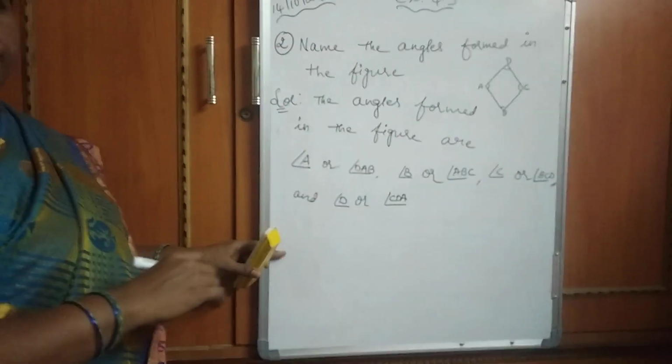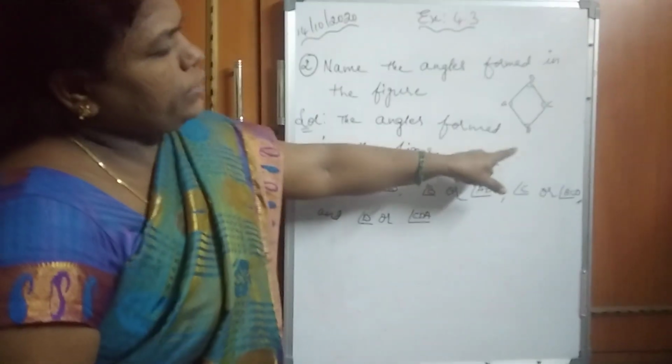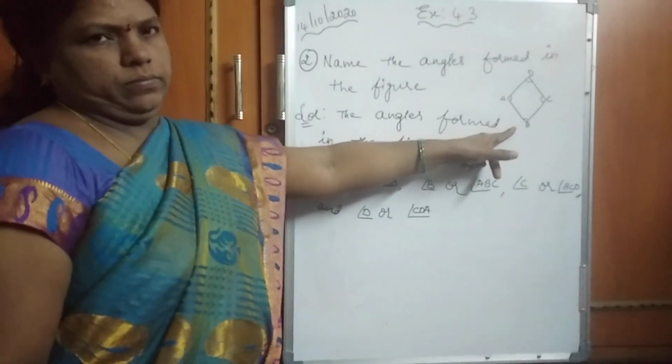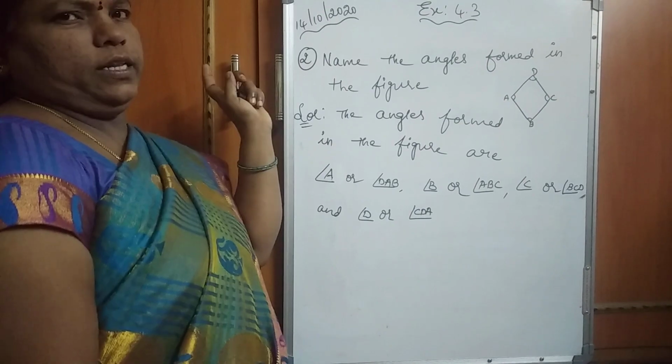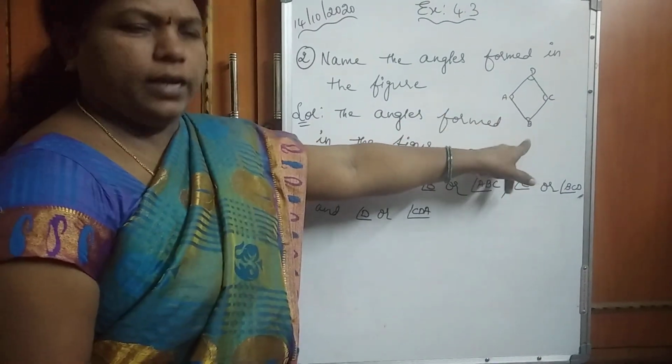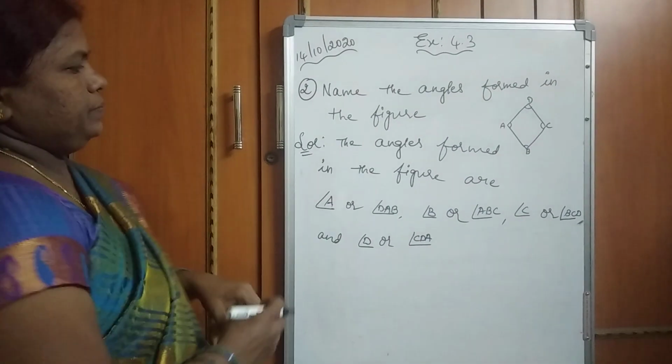In the first sum, we were considering the rays. Here line segments are there, so we are considering the endpoints. There, two rays were there. Here we have the endpoints, so we are considering the endpoints for the angles here.